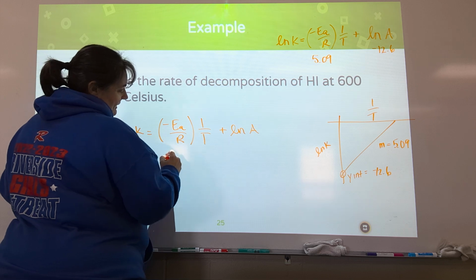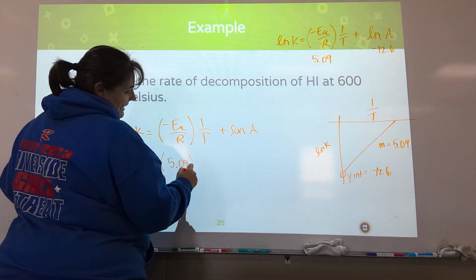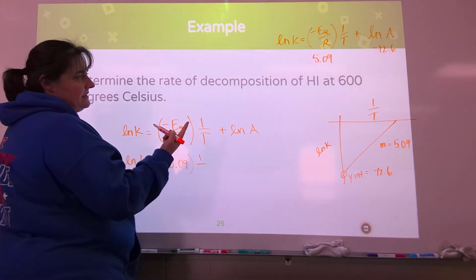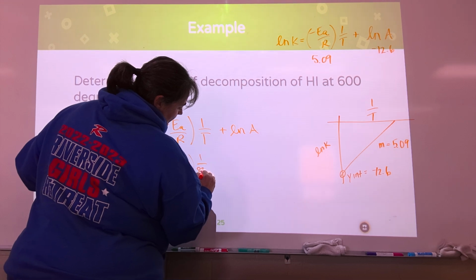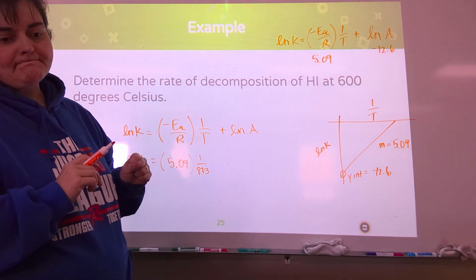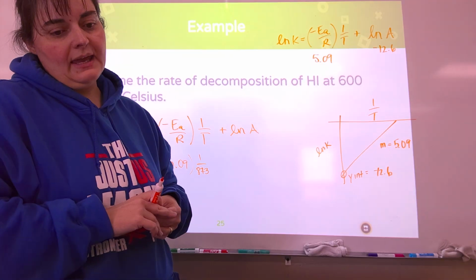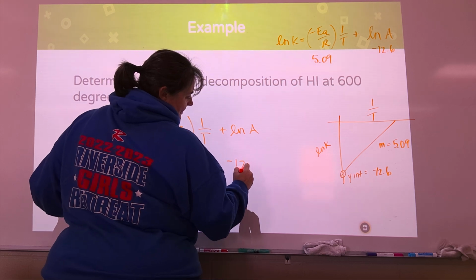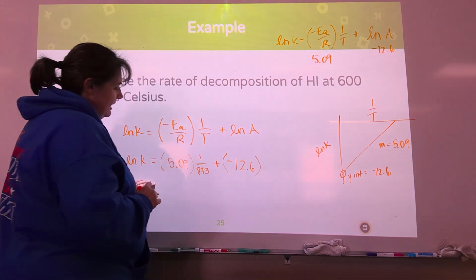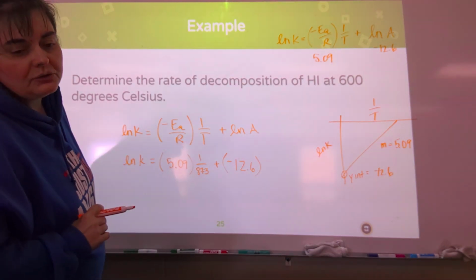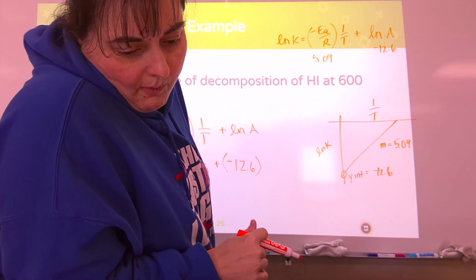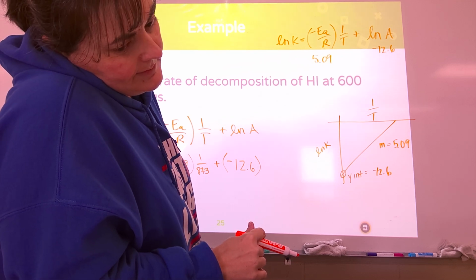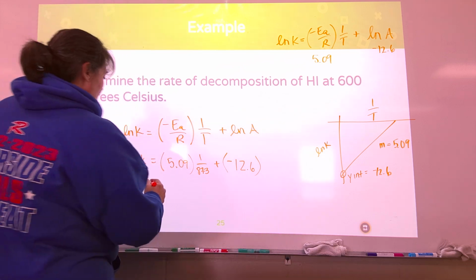Negative EA over R is still going to be 5.09, and then 1 over my temperature, but my temperature has to be in Kelvin. So 600 degrees Celsius in Kelvin is 873. Then I'm going to add on to this my negative 12.6. And when I do the math, I get the natural log of K is equal to negative 12.6. Seems weird.